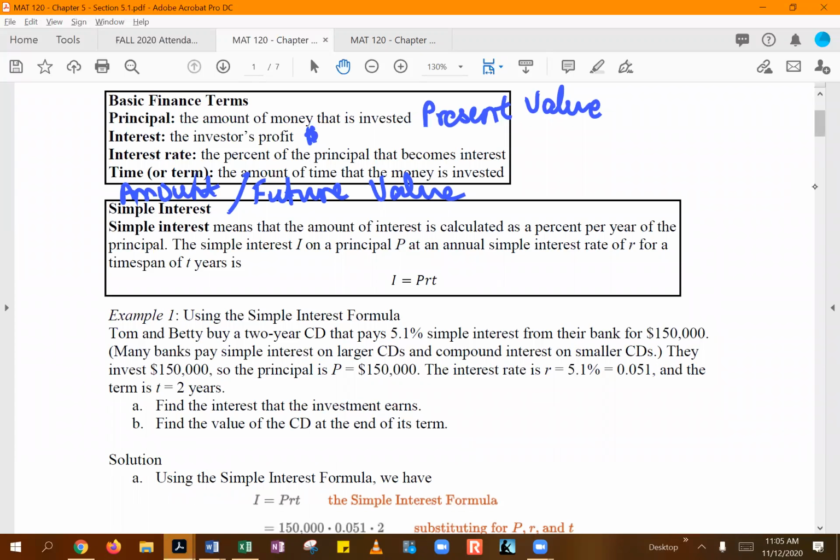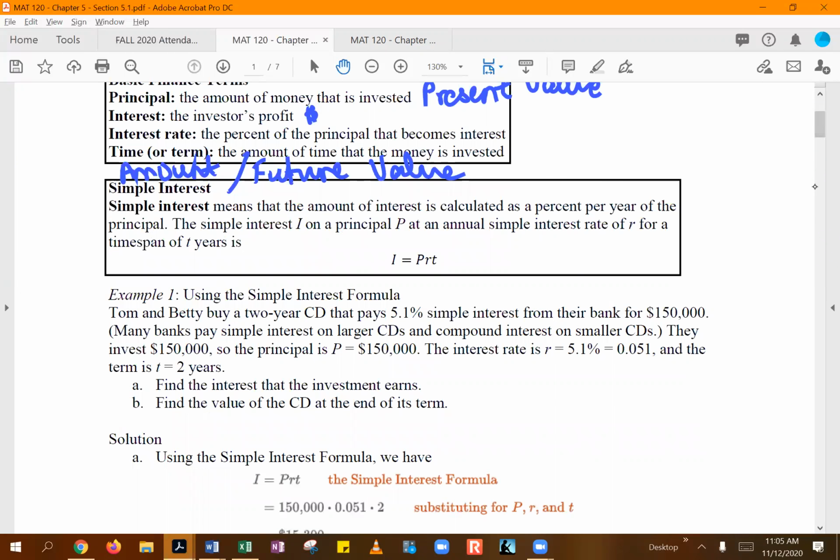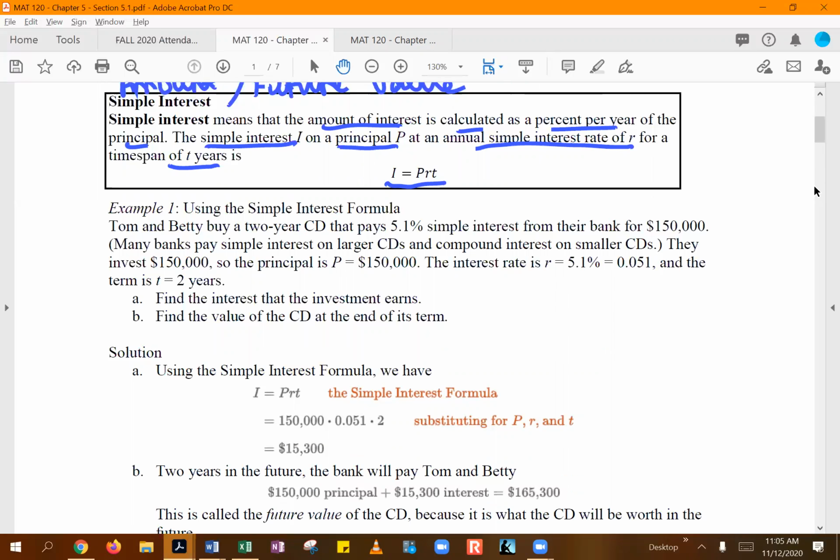So they're talking about simple interest, which is basically the amount of interest calculated based on your annual percentage rate on your principal. And it's a very straightforward formula. I is the simple interest, which is again a dollar amount, on your principal P at an annual simple interest rate of R, and depending on the time, T years. So I equals P times R times T, or I equals PRT.